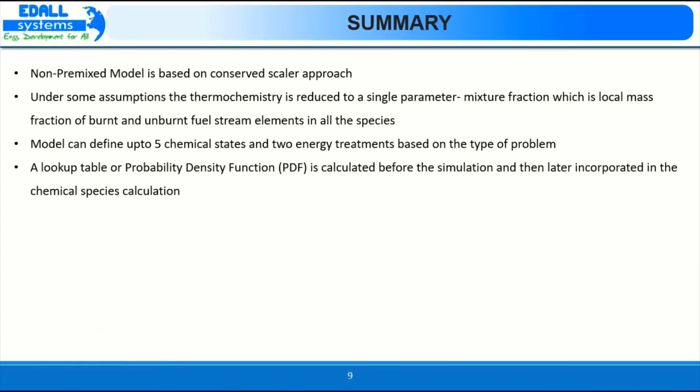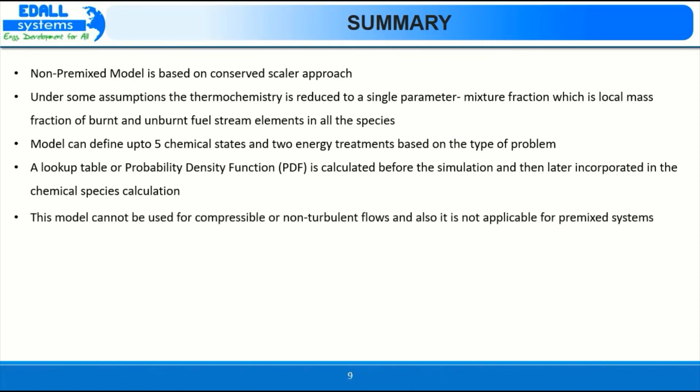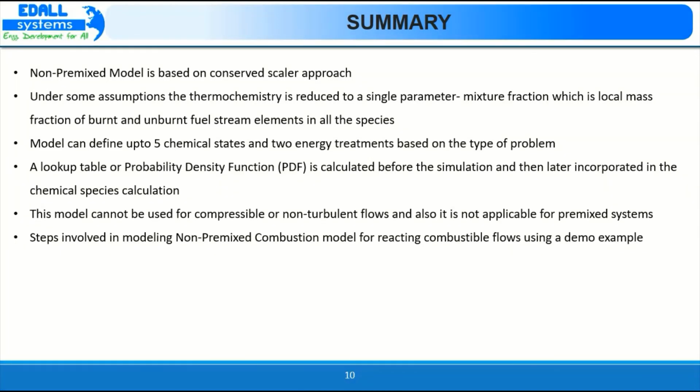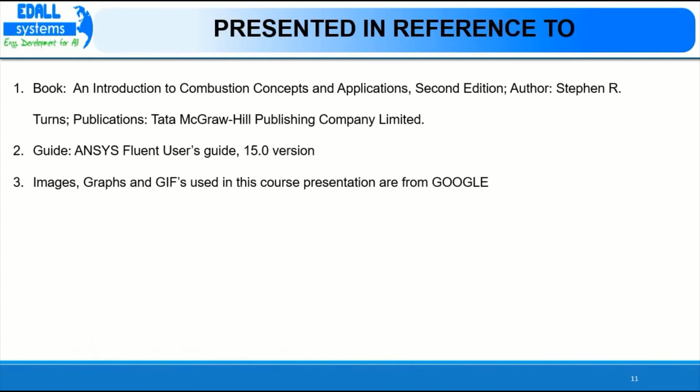Next, we can calculate the lookup table before the simulation, and then we can incorporate this PDF table or the lookup table in the chemical species calculations once we start the simulation. Next, we have seen that there are some limitations for this model, that it cannot be used for compressible or non-turbulent flows. Lastly, we have seen the steps involved in modeling the non-premixed combustion model for reacting combustible flows using a demo example. The references for today's class are following.